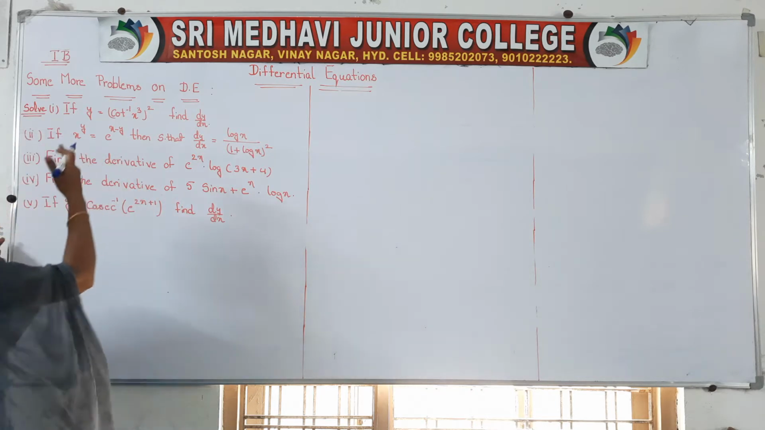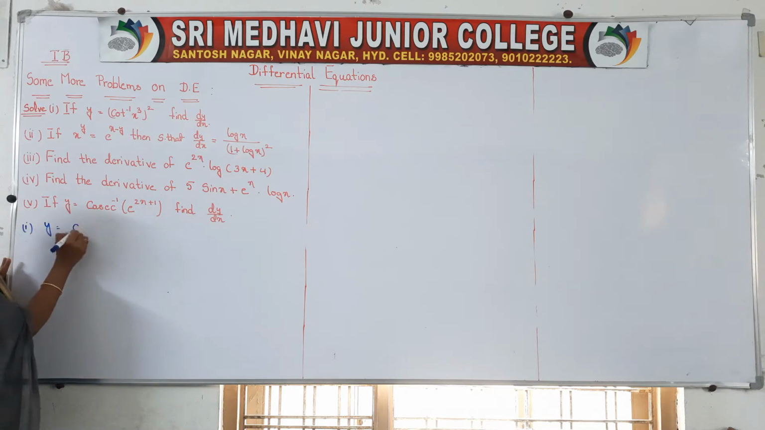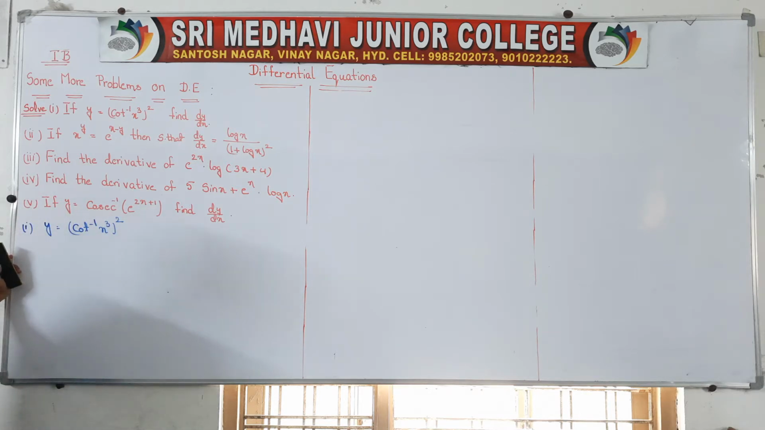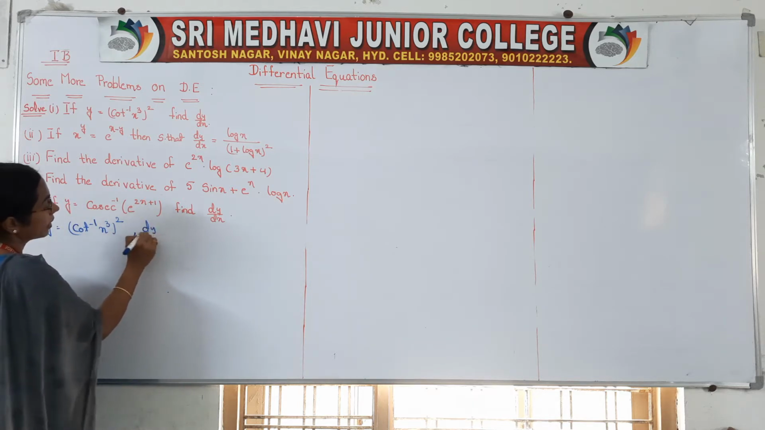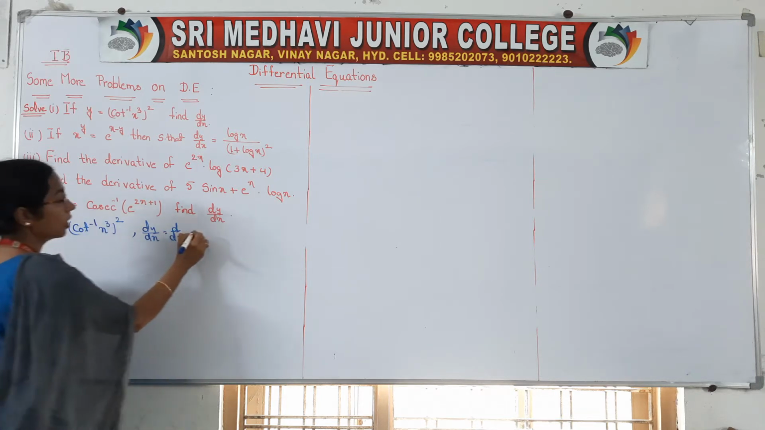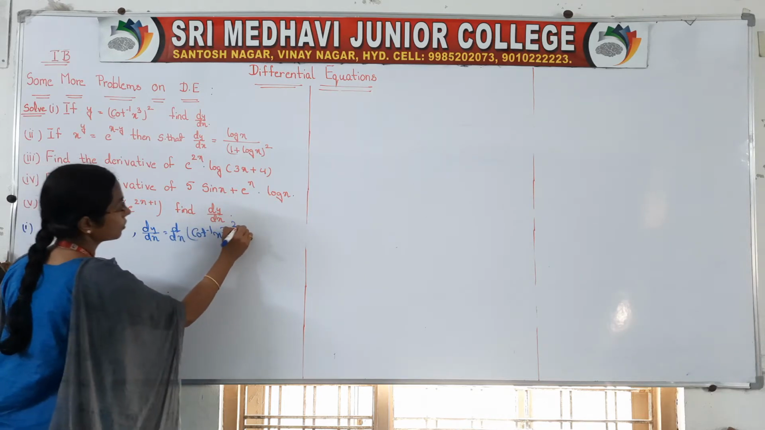Okay, now come to the first question. If y is equal to cot inverse of x cube whole square, find dy by dx. So dy by dx is equal to d by dx of cot inverse of x cube whole square.